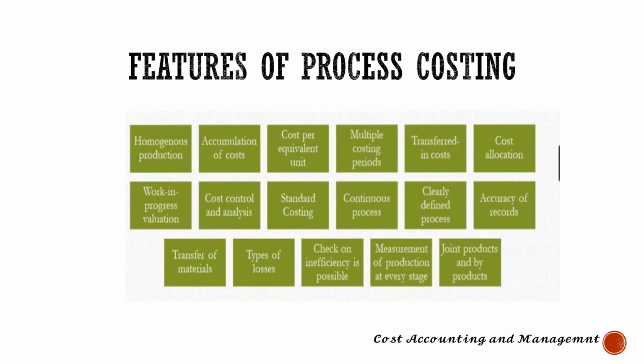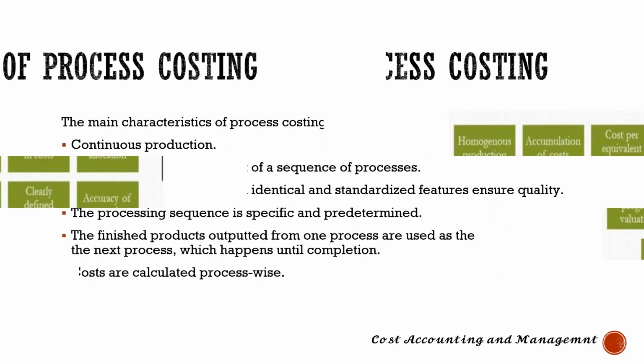Features of process costing. There are many features of process costing: homogeneous production, accumulation of costs, cost per equivalent unit, multiple costing periods, transferred in costs, cost allocation, work in progress valuation, cost control and analysis, standard costing, continuous process, clearly defined process, accuracy of records, transfer of materials, types of losses, check on inefficiency is possible, measurement of production at every stage, joint products and byproducts.